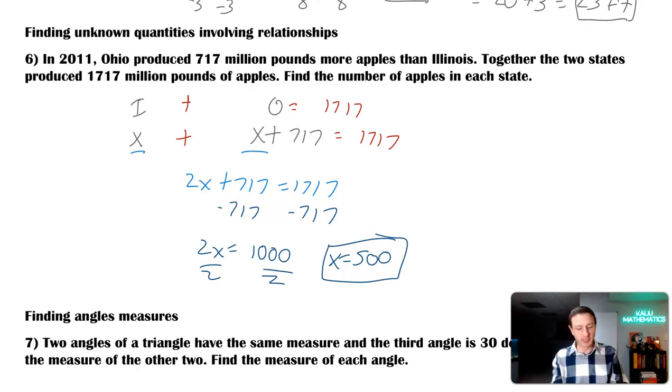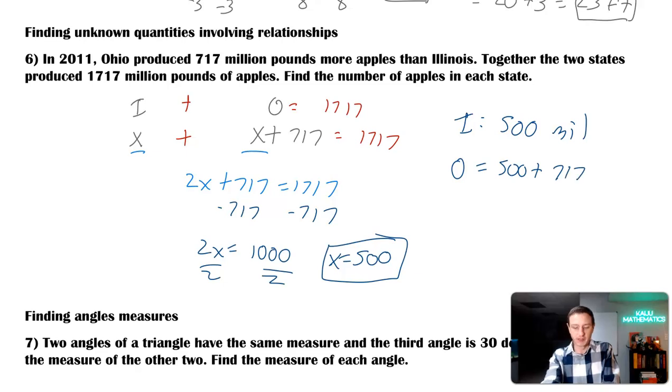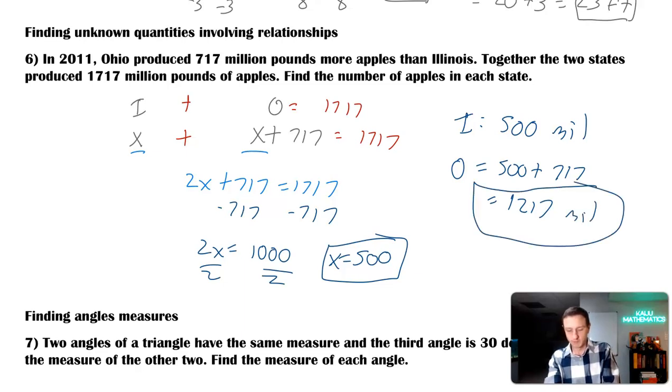Find the number of apples in each state. So X is 500. What did X represent? X represented Illinois' amount. So Illinois produced 500 million. And then Ohio produced 717 million more than that. So 500 plus 717 more. I'm not trusting my mental math right now. It is very late. 1217. It's 1217 million apples, which actually translates to 1.2 billion apples.